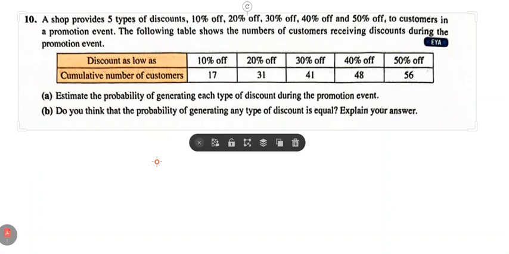Okay, so a shop provides five types of discount: 10% off, 20% off, 30% off, 40% off, 50% off to customers in a promotion event. The following table shows the numbers of customers receiving each discount during the promotion event. We have the discounts and the cumulative number of customers for each. Now, the first question: estimate the probability of generating each type of discount during the promotion event.